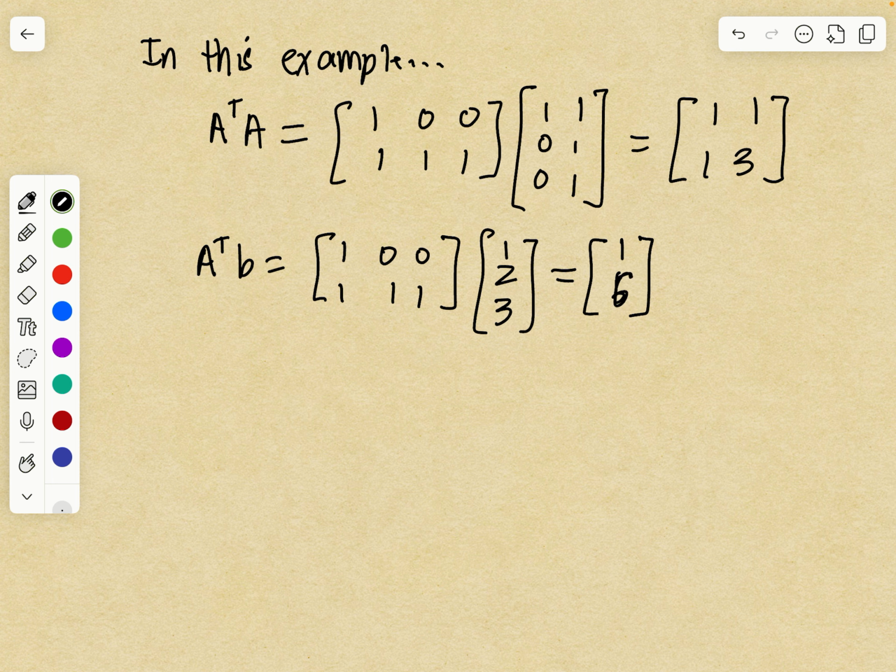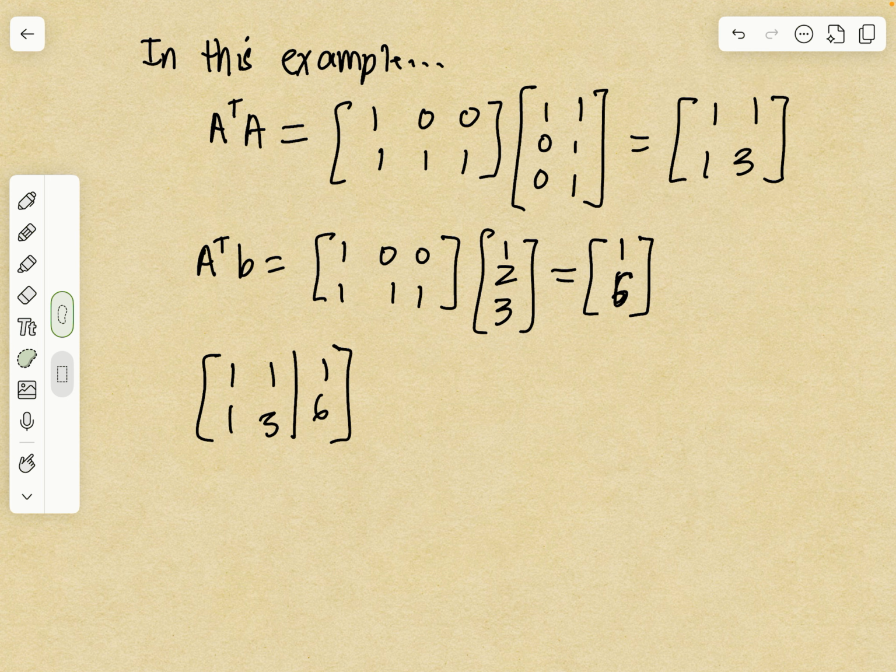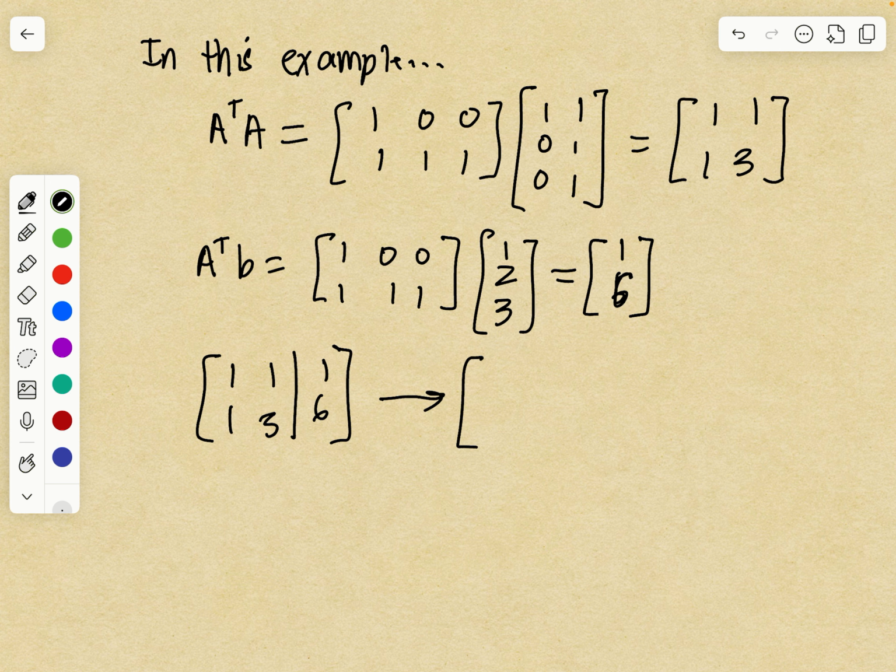So we can just set up the augmented matrix and then solve. Another thing you could do is find the inverse of this matrix and then multiply it by this vector. That's also fine. But we might as well just solve the system like this. It's probably a little bit faster.